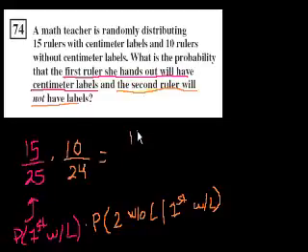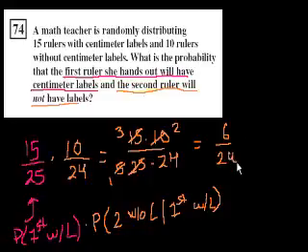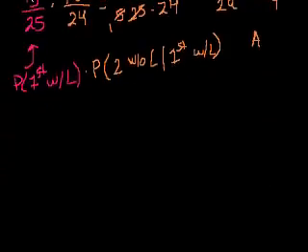This becomes 15 times 10 divided by 25 times 24. We can do a lot of canceling, so we don't have to multiply. Divide that by 3, you get 3. Divide that by 3, you get 5. Divide that by 5, you get 1. Divide that by 5, you get 2. 3 times 2 is 6. So this is equal to 6 over 24, which is equal to 1/4, which is choice A. Choice A. Next problem.